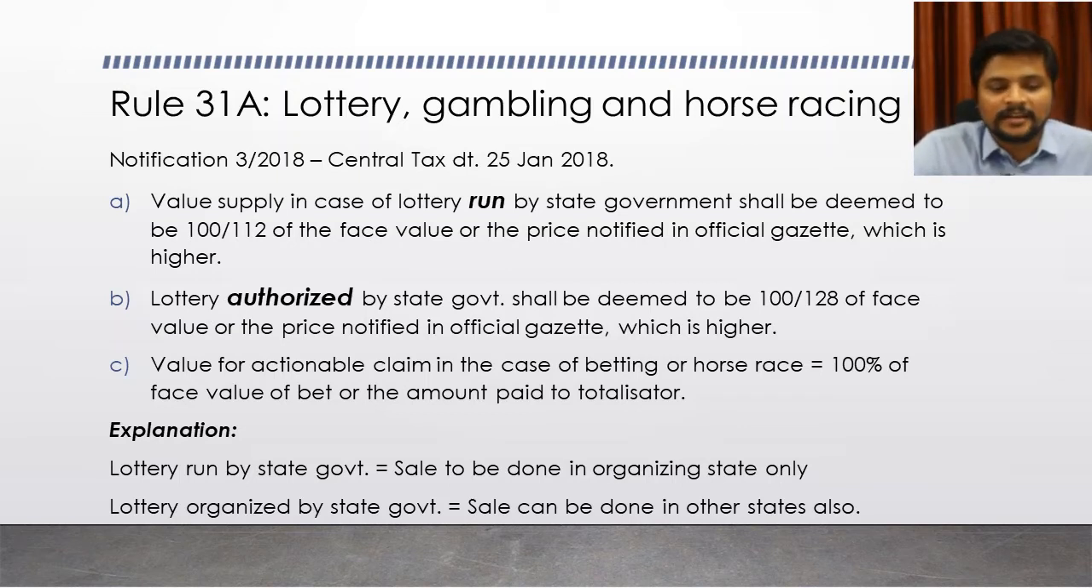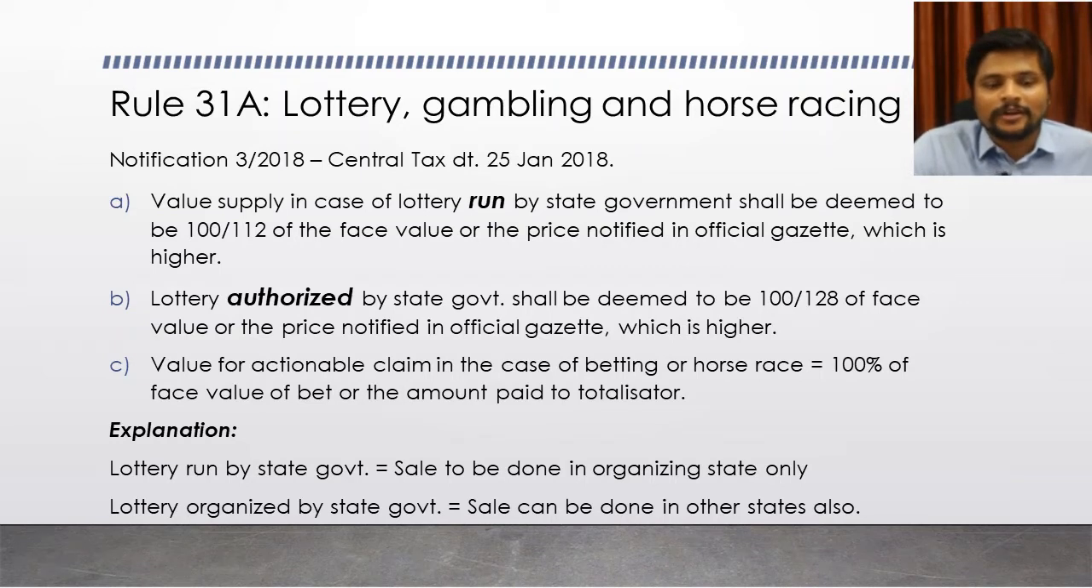That is one. Second, if the lottery is authorized by the state government. In the first clause the lottery is run by the state government itself, but the second clause is applicable when the lottery is authorized by the state government and any third party or private player is introducing that lottery, running that lottery. In that case, the value will be 100 divided by 128 of face value or the price notified in the official gazette. So whichever is higher, this is again similar.